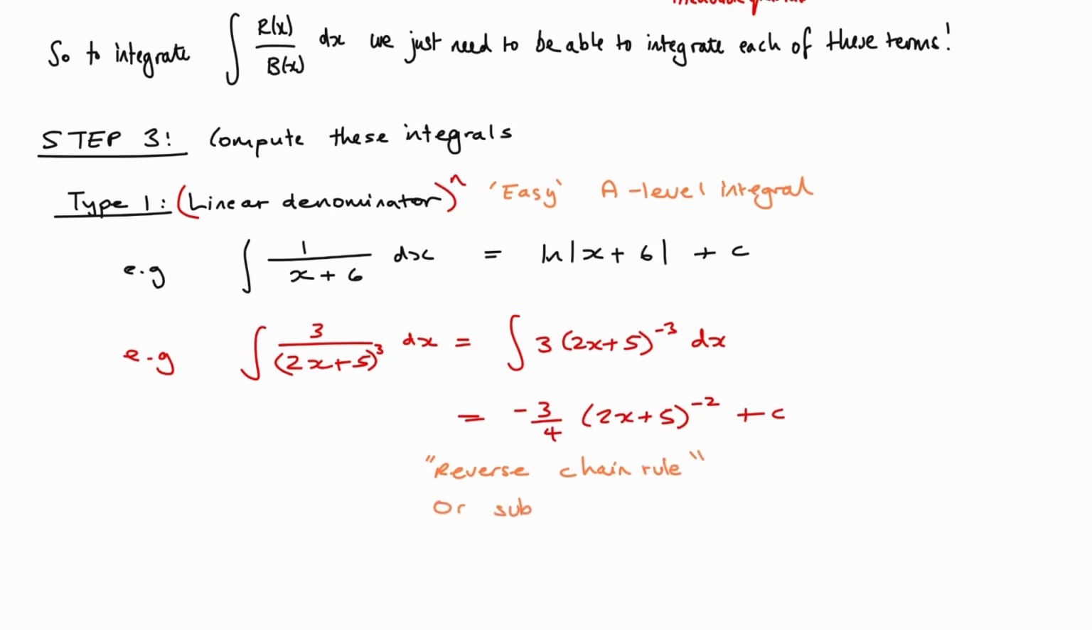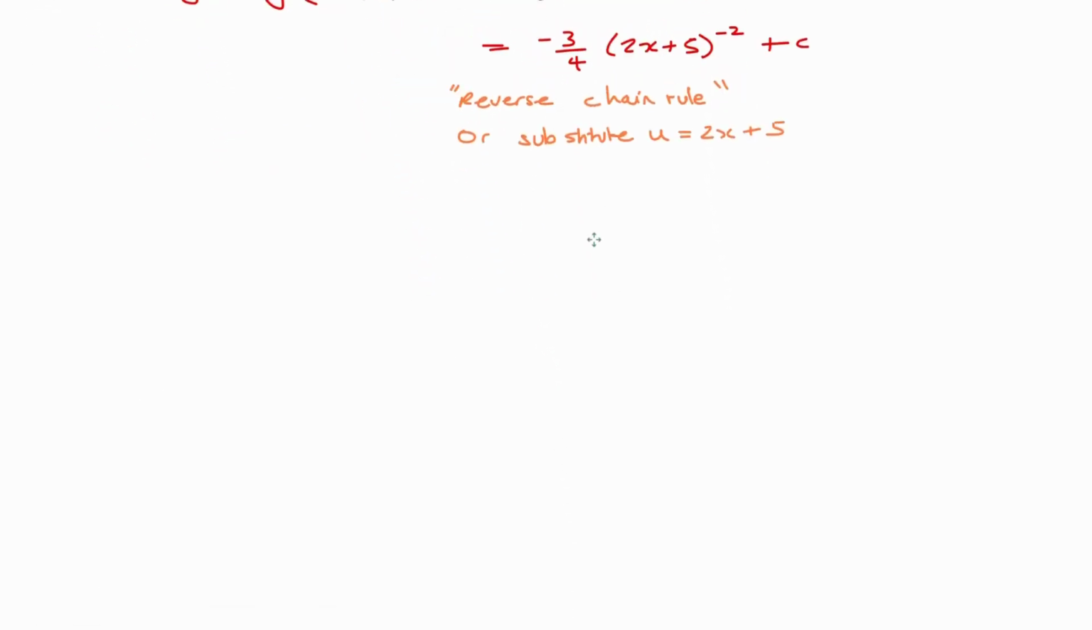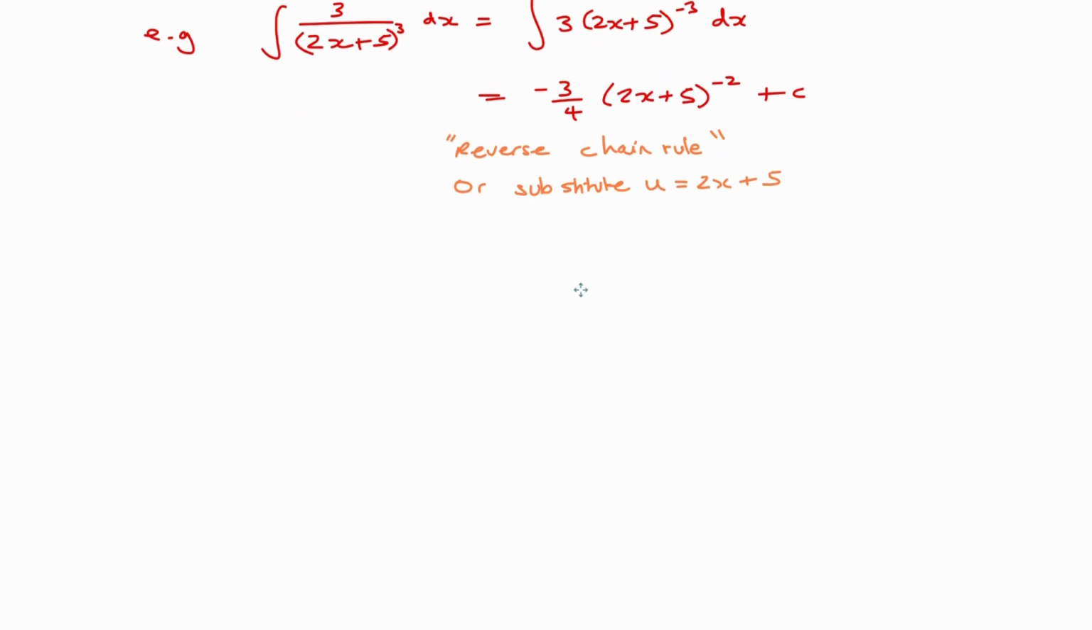You could alternatively do this by substituting u equals 2x plus 5, and in all of these cases, basically substituting u equals the denominator will be another way of solving those integrals. That's the easy case. So let's look at the harder cases. In the second case, we will have an irreducible quadratic denominator, but let's say it's not raised to any power. So we might just be lucky with these.